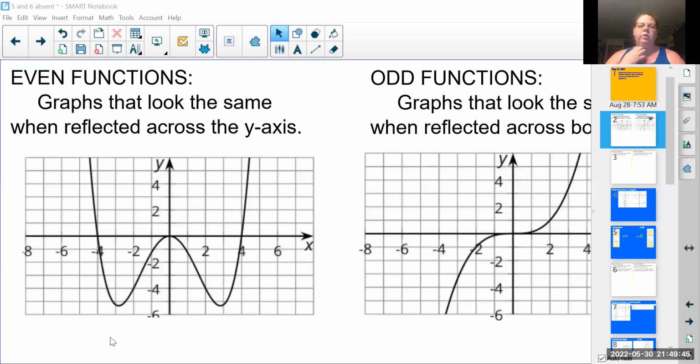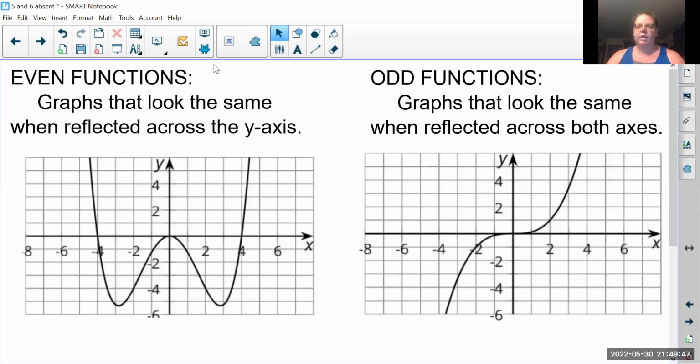Okay, so we learned on Friday or Thursday that we have these different kinds of functions. We have even and odd, and then there's an option of neither too. The definition of even functions, if we're looking at a graph, is that it's the same when we reflect it across the y-axis. So this is our example. This is the same. If I flip it around, it's going to be the same image. So that makes it an even function.